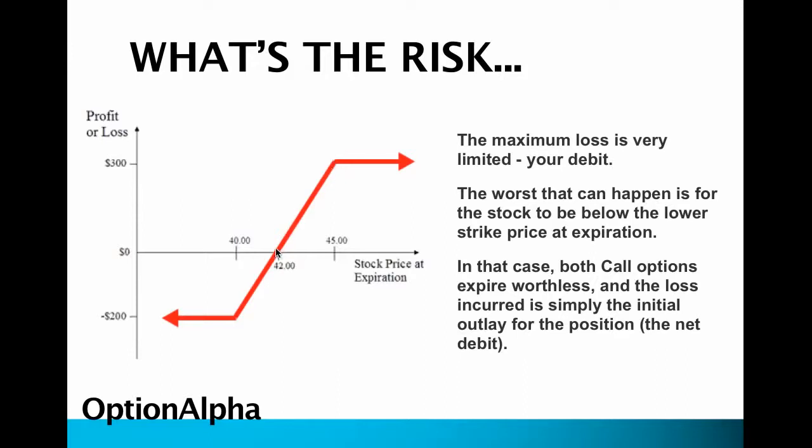If the market were to absolutely crash after you initiated this trade, then you would only lose your initial investment, and let's say that's $200 overall. So again, the worst that can happen is that the stock closes below the lower strike at expiration, in which case both of these options would expire completely worthless, and you would simply be left with your debit as your max loss. So again, a very limited risk type of strategy, which is why people like it.